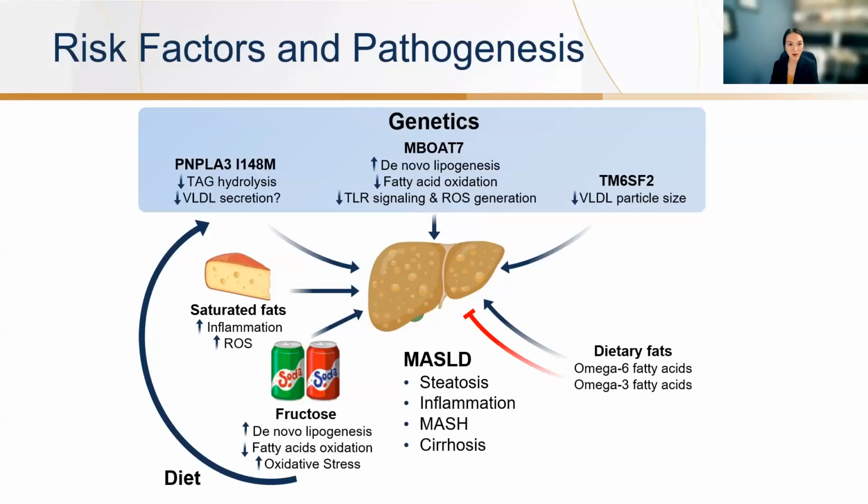But let's look at the diet part, which is the environmental. This is something that we can change to reduce our risk of developing fatty liver, steatosis, or cirrhosis. Diets that promote fatty liver are high in saturated fats, high in fructose, such as juice and soda, and high in dietary fats, including a lot of omega-6 and less omega-3. All of these promote fat in the liver.